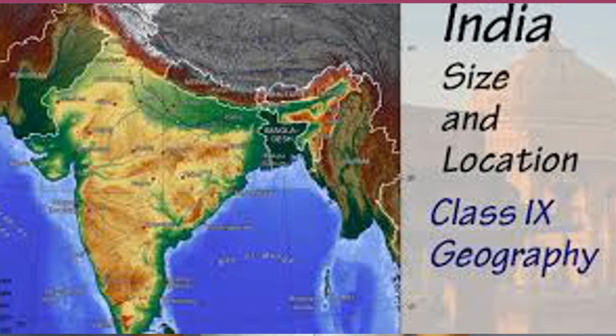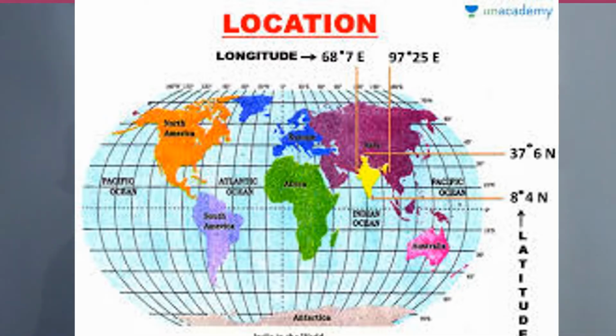Hello friends, today we are going to study a chapter of class 9: India, size and location. In this chapter you will study about India and its geographical features. In the past, India was known as Bharat or Hindustan.